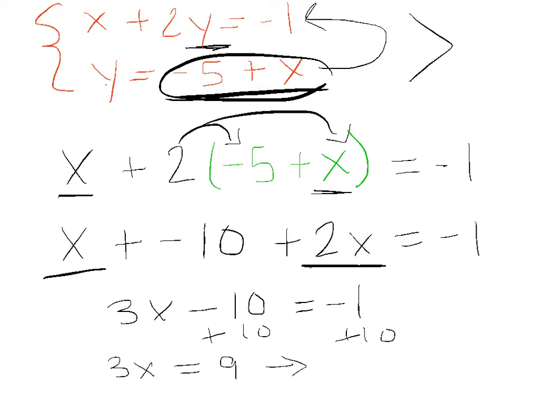And I'm running out of room on this page, but I want it all together. If I divide both sides by 3, I have x equals 3. And that's half our answer. X equals 3 up here.